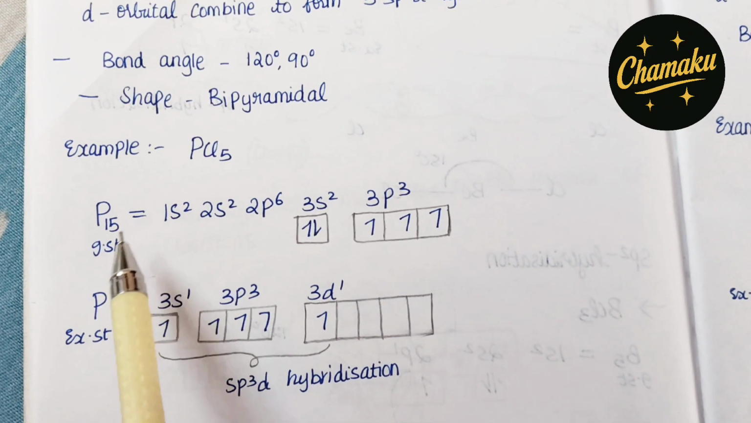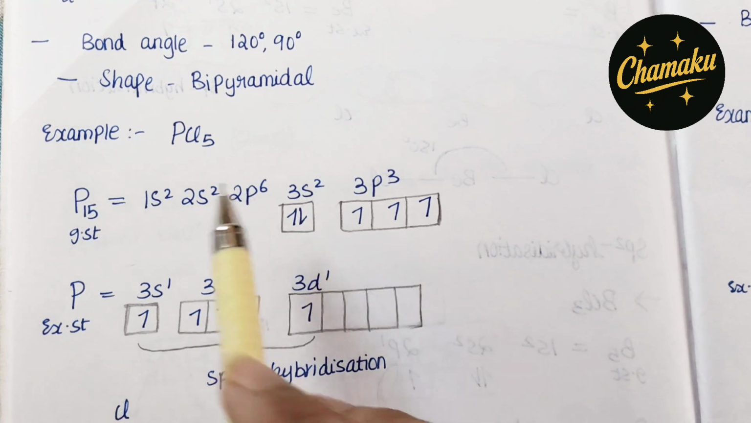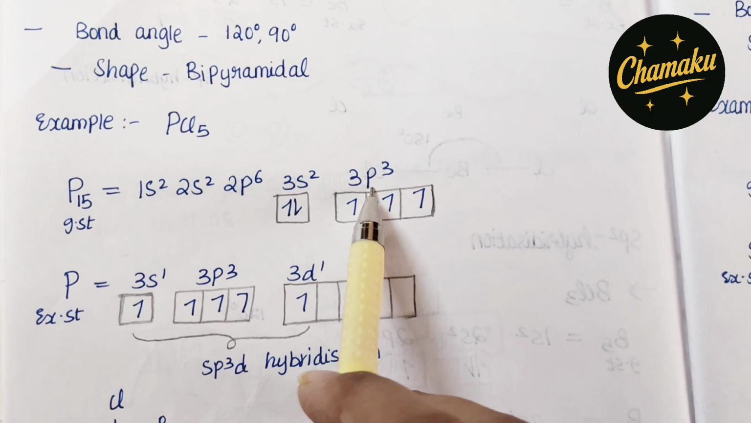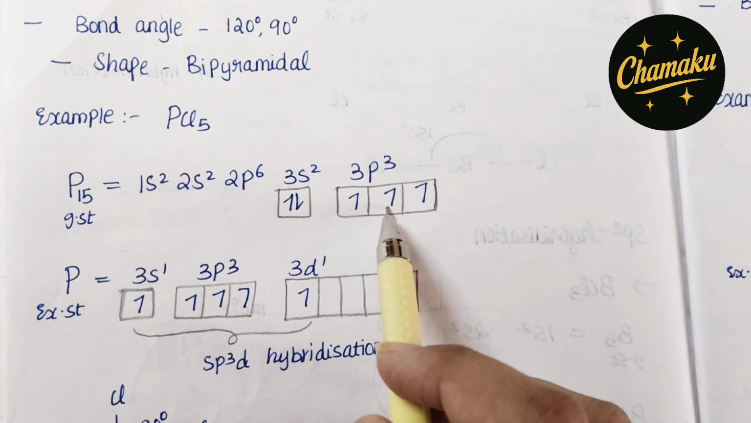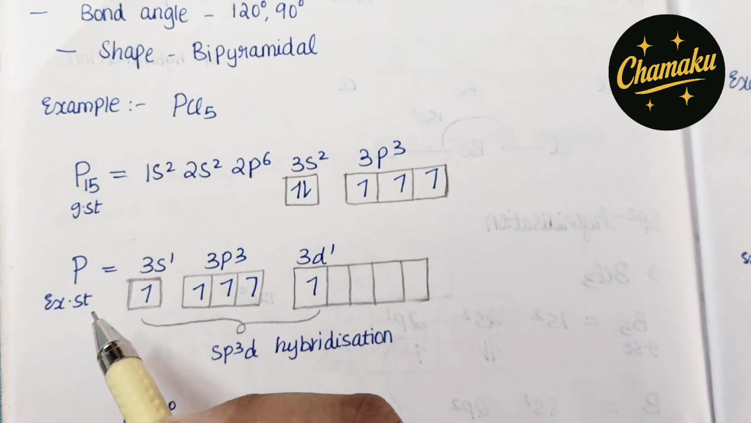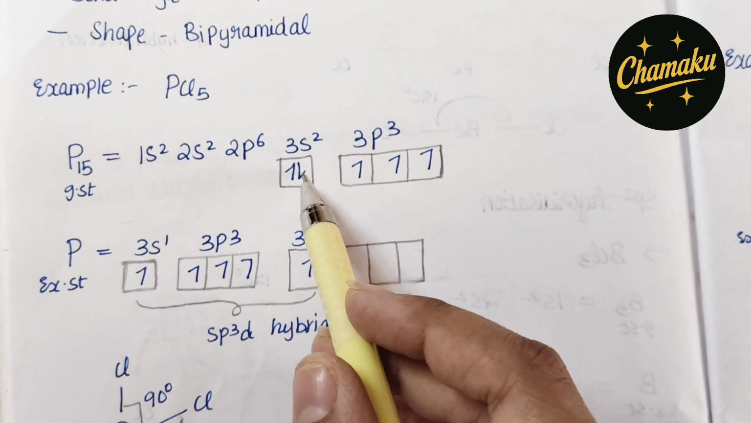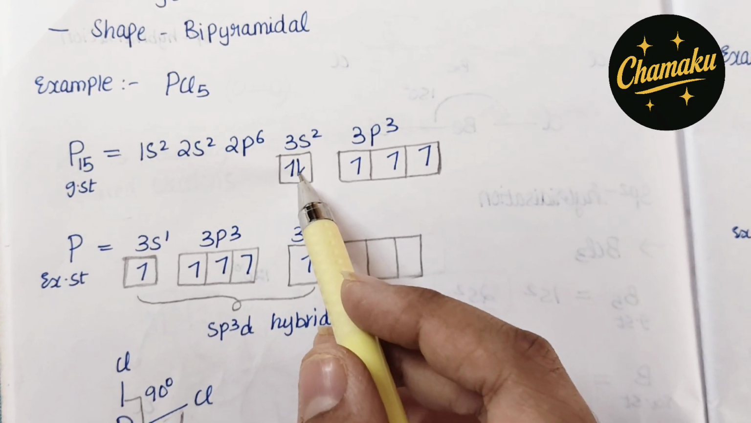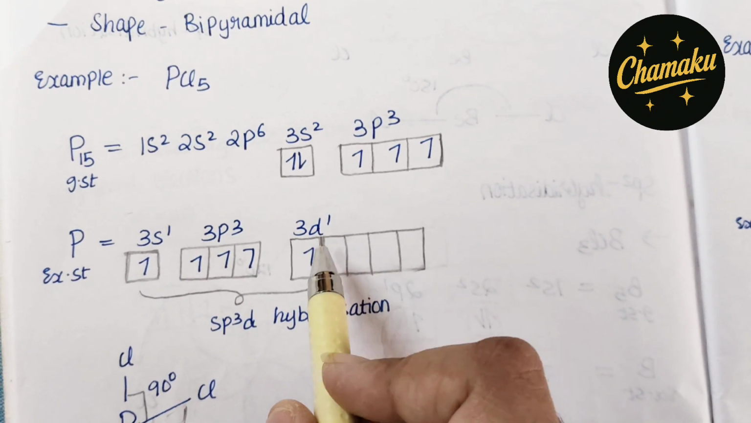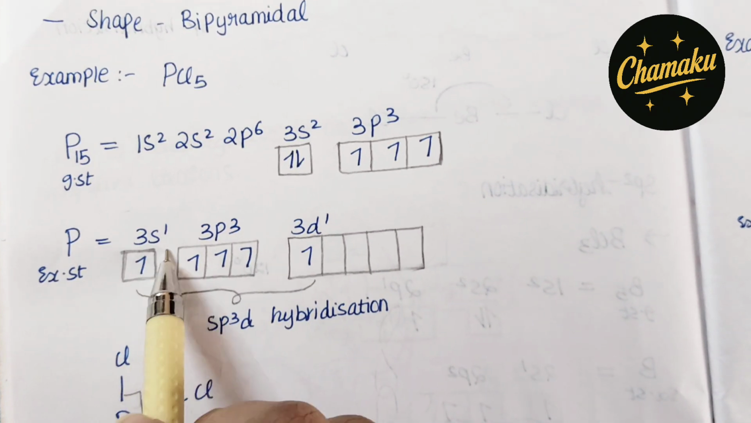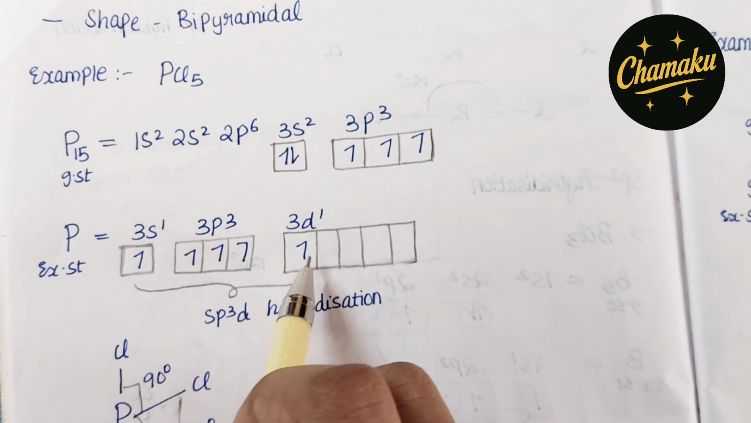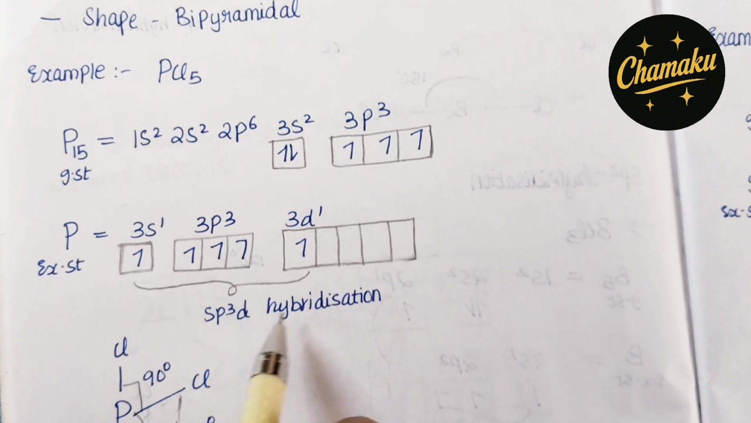Phosphorus, the atomic number is 15. Let's write the electronic configuration: 1s2, 2s2, 2p6, 3s2 and 3p3. This is the ground state configuration. Now let's see the excited state configuration. In the 3s orbital we have 2 electrons, so one electron will be excited to the d orbital. So the d orbital will have 1 electron. Here the s orbital has 1 electron, the p orbital has 3 electrons and the d orbital has 1 electron. So the total combines to sp3d hybridization.